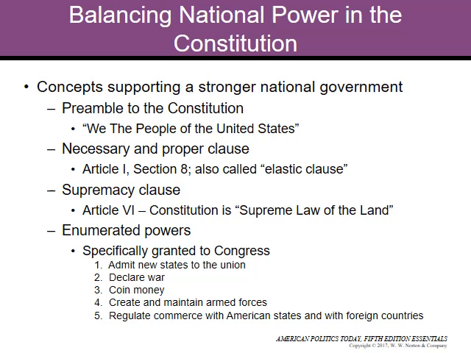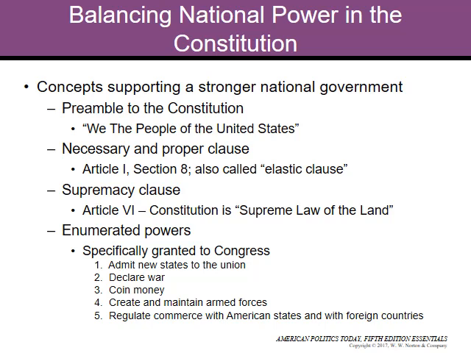The Supremacy Clause, which is part of Article 6 of the Constitution, states that the Constitution is the supreme law of the land, and that judges in every state shall be bound thereby, anything in the Constitution or laws of any state to the contrary notwithstanding. So that means that federal law trumps state law, bottom line.